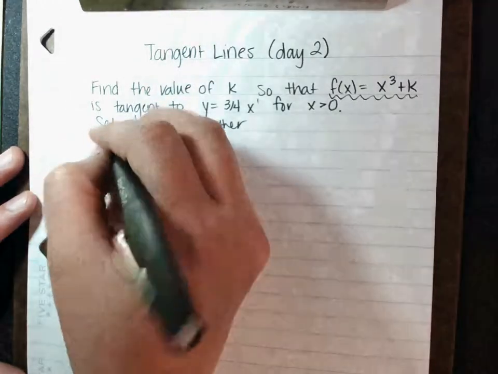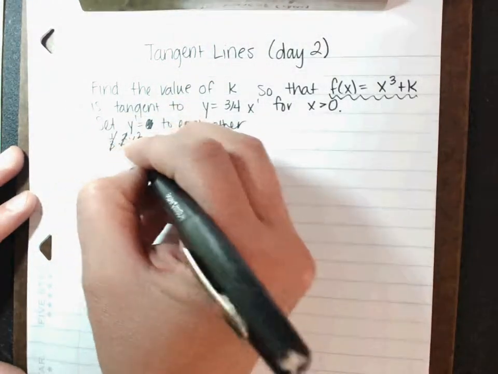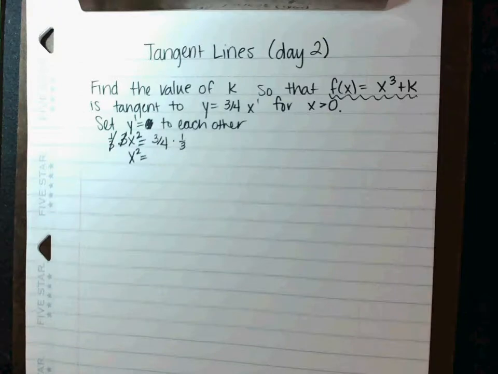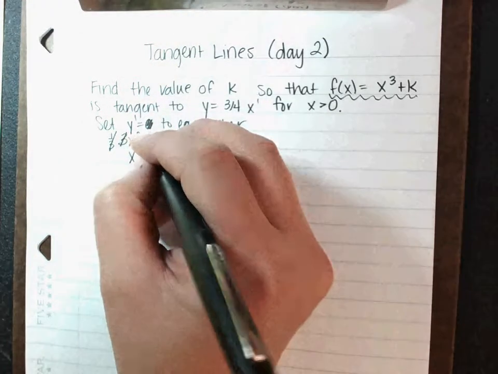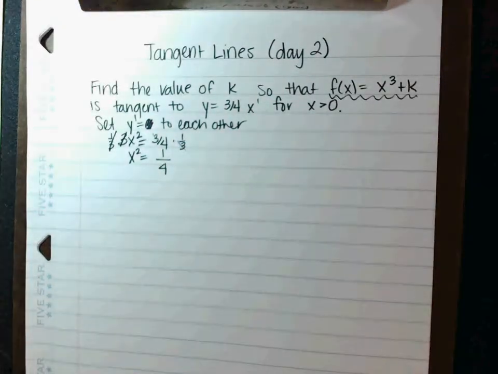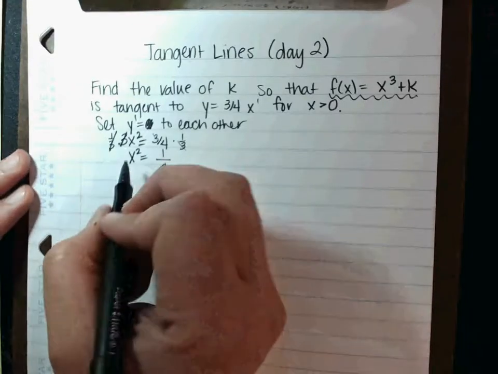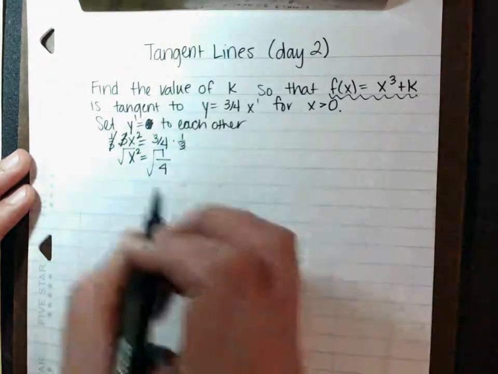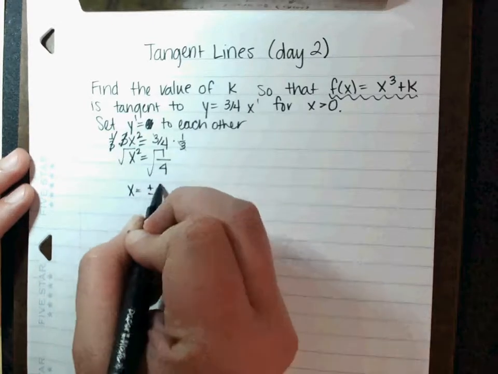The 1/3 and the 3 cross out, we have x squared equals. What is 3/4 times 1/3? What happens to the 3's? They cross out and you get 1/4. Very good. Okay, from here we need to solve for x, so x is going to equal what? 2 answers. Plus or minus 1/2.